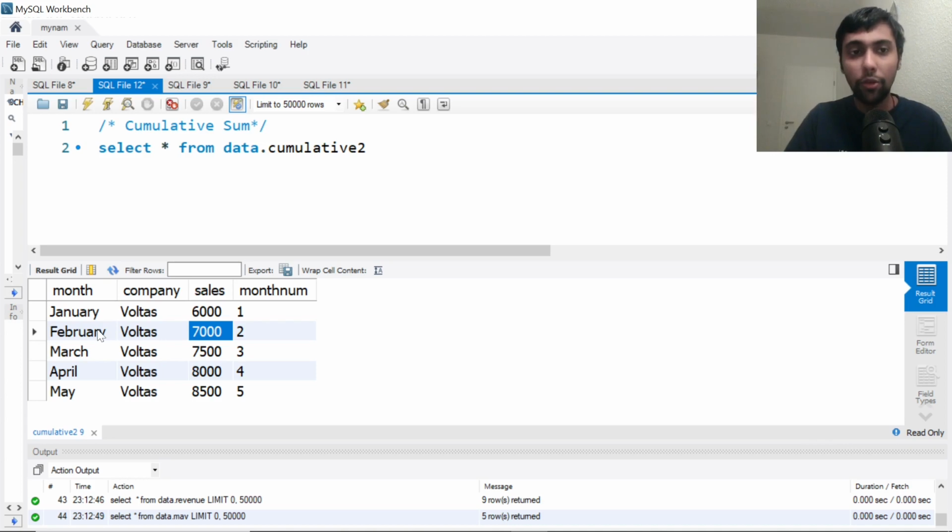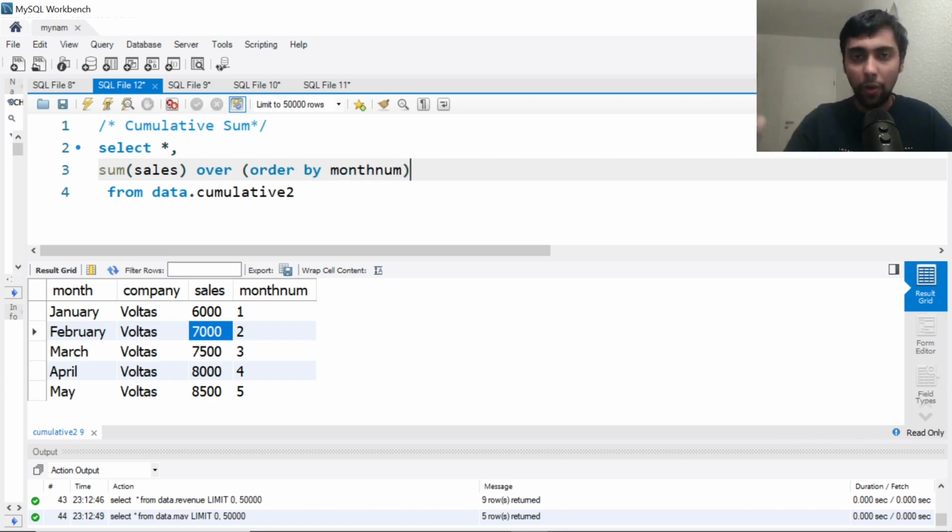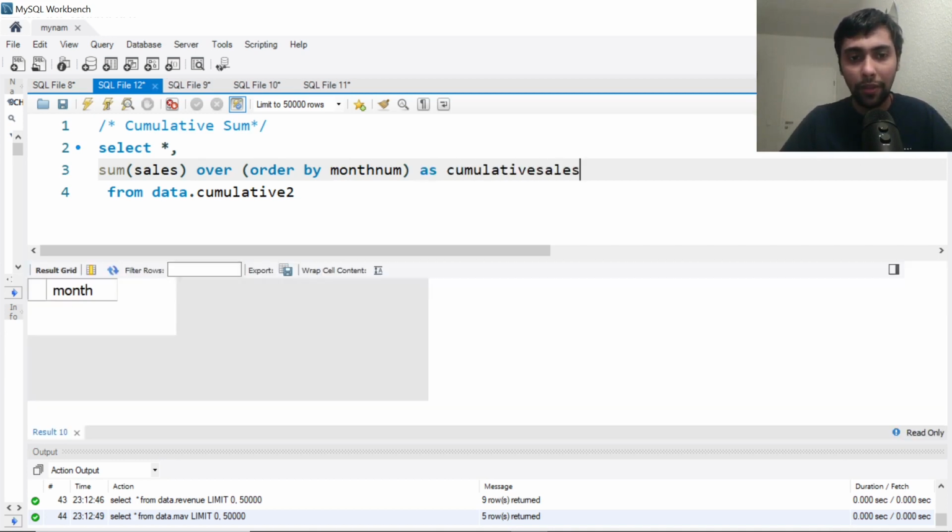How can we do that using SQL? So I'll select star, whatever data we already have. And then simply we can say sum of sales. This is how you'll do cumulative sum. And you can say over, and then simply order by month num. As simple as that, right? Just one line you write, and I can call this cumulative sales. Let me run this. Let's see what we get.